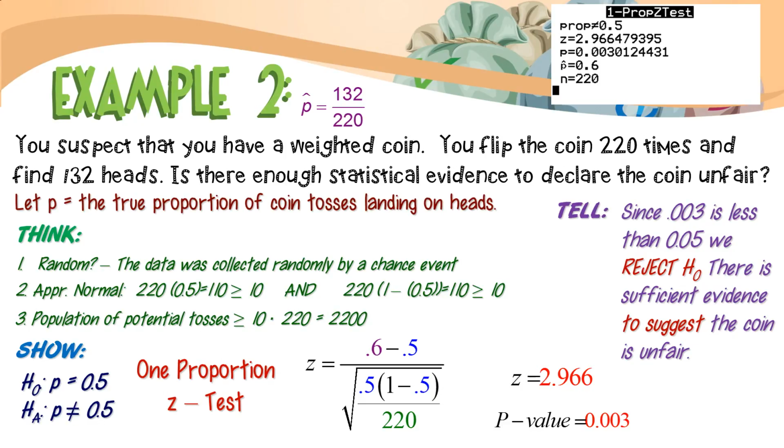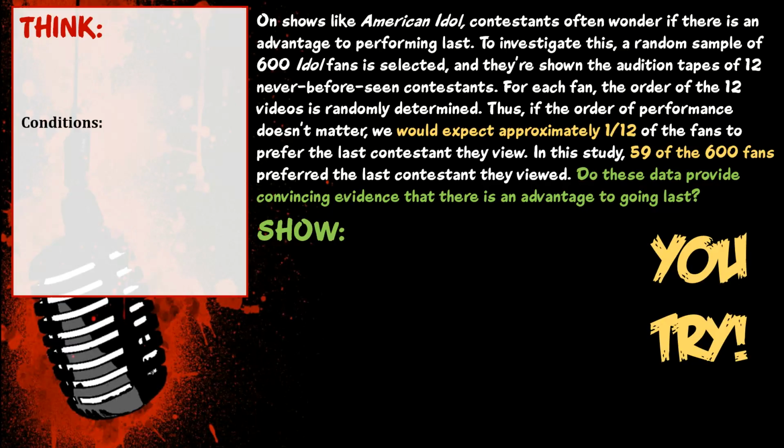Never claim the coin is unfair because you really only did this 220 times. It's possible you did something wrong, which we'll review in a much later lesson. Here's another you try dealing with American Idol. I'm going to go ahead and pause the video. I want you to pause. When you're ready, please hit play to see how you did.